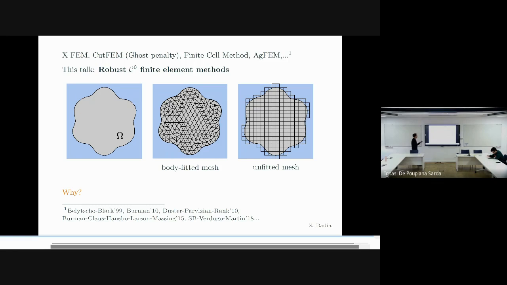But probably XFEM is the starting point of the kind of methods I'm interested in. Then you have all these CutFEM type approaches that have cost penalties that I will talk about. Other people use the finite cell method. We propose to use aggregation techniques, etc., etc. There are lots of works on these kind of methods.